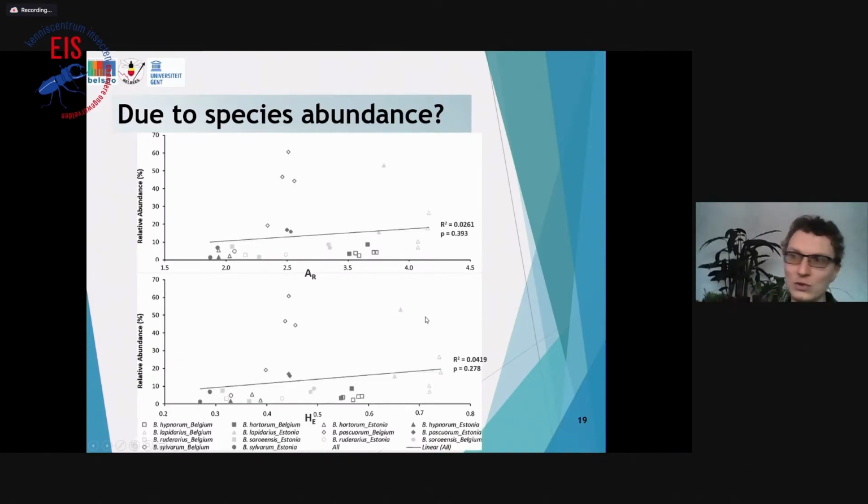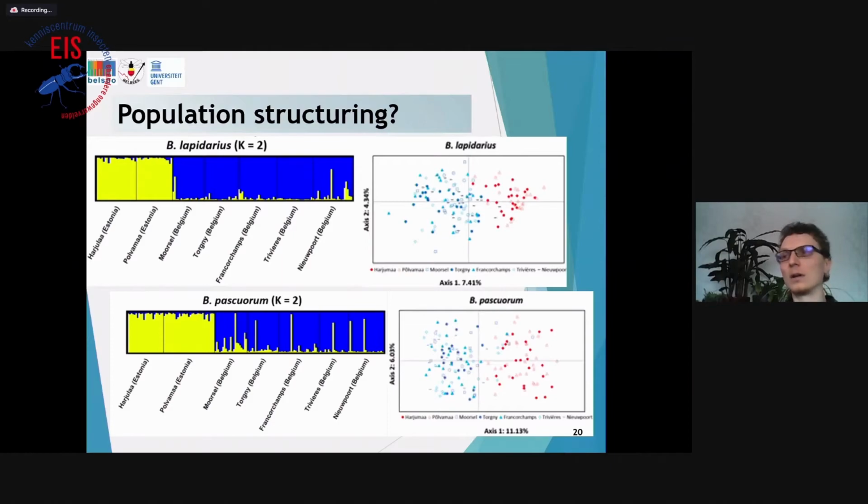And next to this, we also performed a linear regression of the genetic diversity parameters, allelic richness and expected heterozygosity, on the x-axis, and the relative abundance of the bumblebee species on the y-axis. And we found again only low and non-significant correlation between local abundance and genetic diversity. So this was about genetic diversity, and if abundance could explain this pattern.